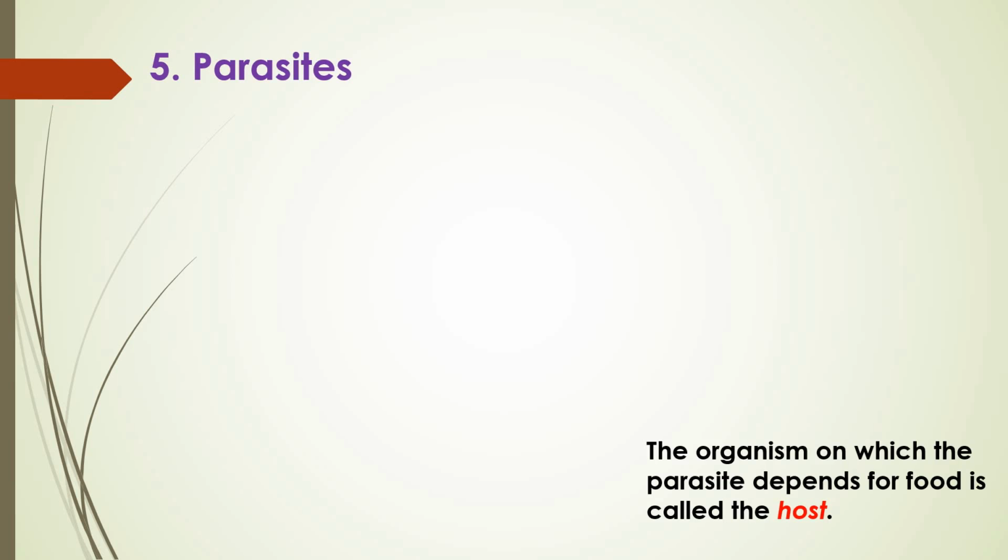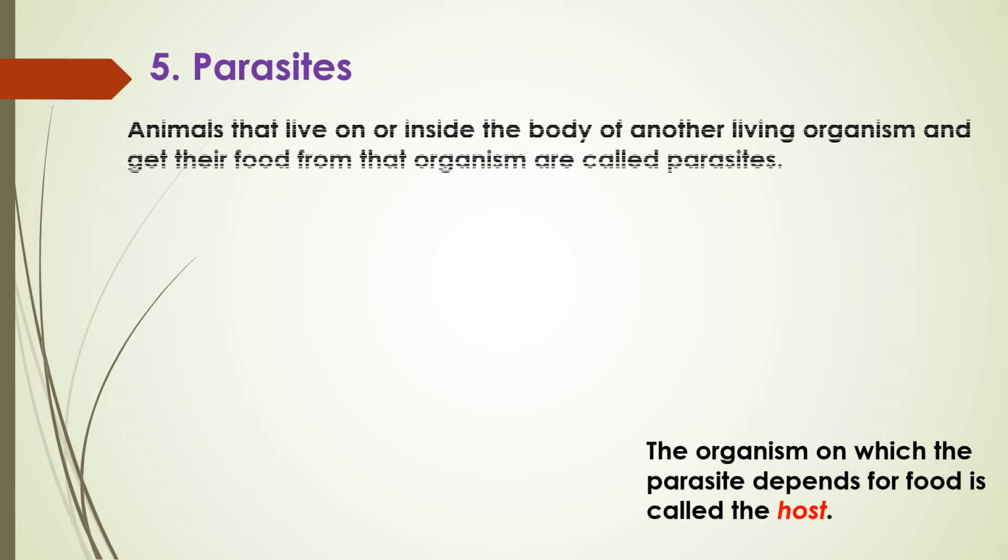So these are some of the examples of scavengers. Now let us move on to the last type of animals, and they are parasites. Now parasites are animals that live on or inside the body of another living organism, and they get their food from that organism. So if an animal lives on the body or inside the body of another animal and they take their food from that particular animal, it is called a parasite.